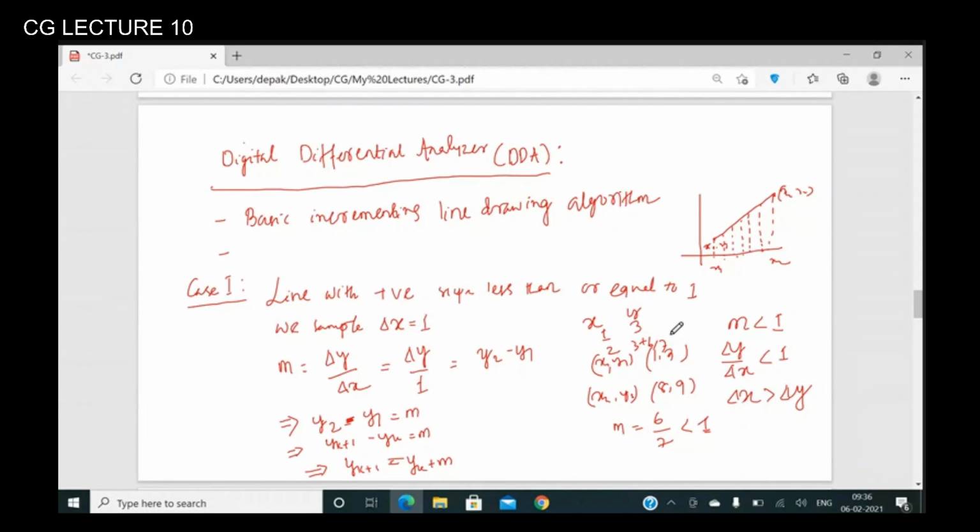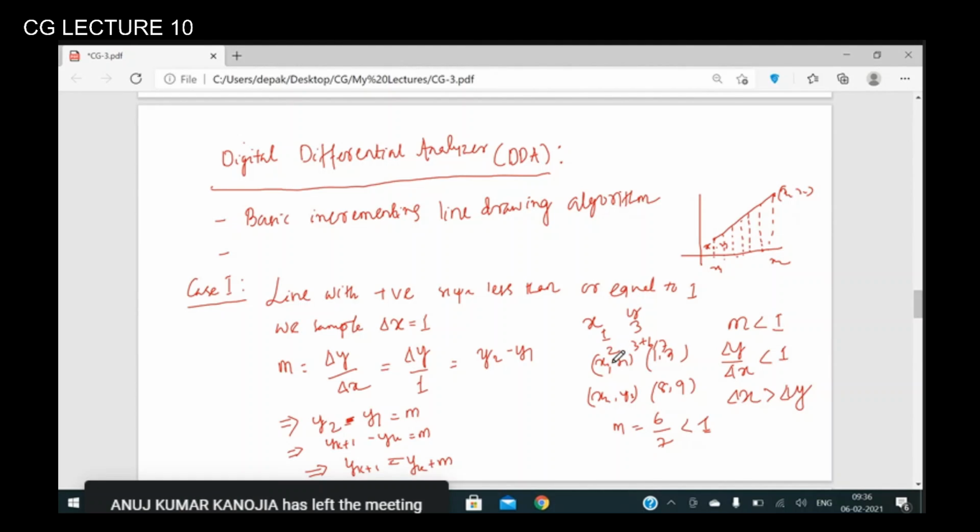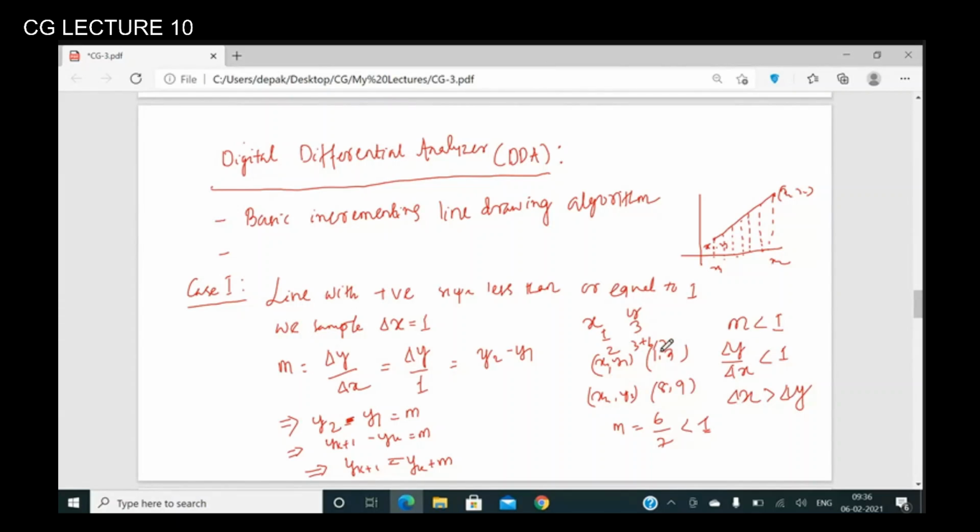Whatever output you get will of course be a real number, but you cannot draw a real number on the raster screen, so you have to perform round operations over here, right? Again, next time the x value will be incrementing by 1, and the y value will be 3 plus 6 by 7, again plus 6 by 7. We'll discuss later on, right? We'll solve the same problem.